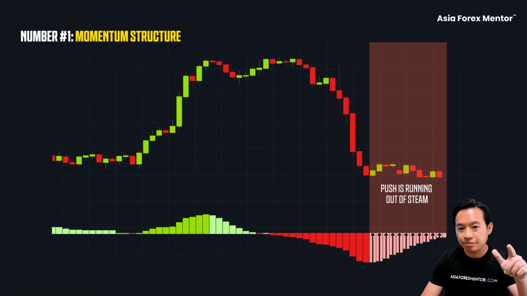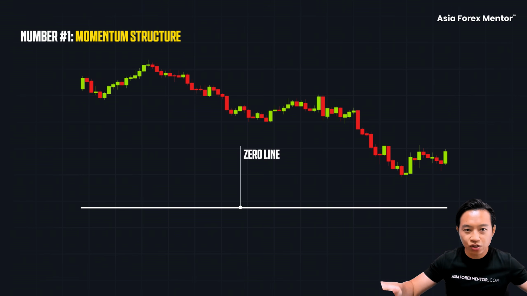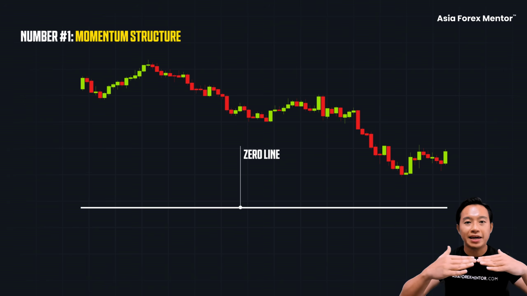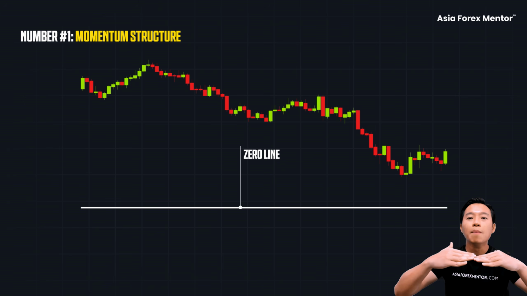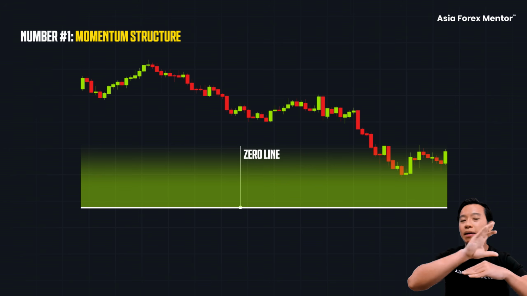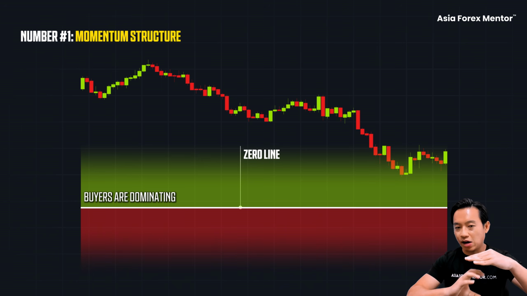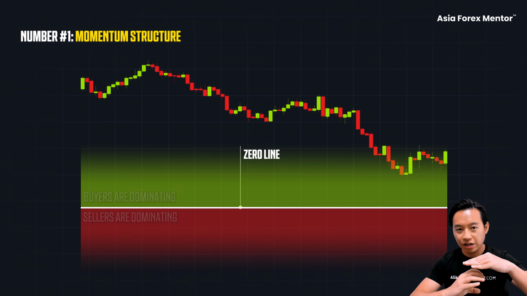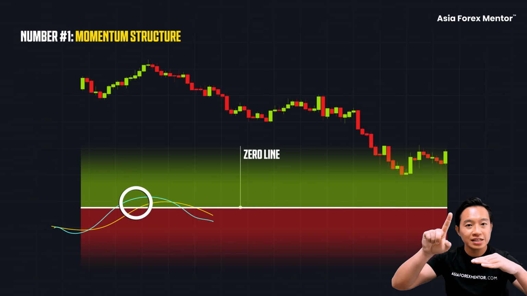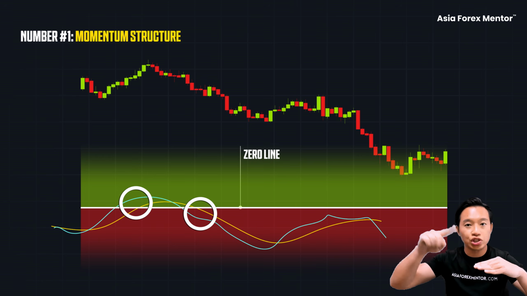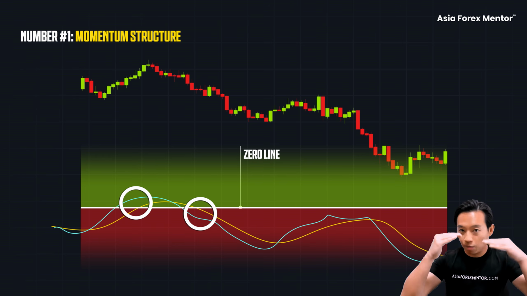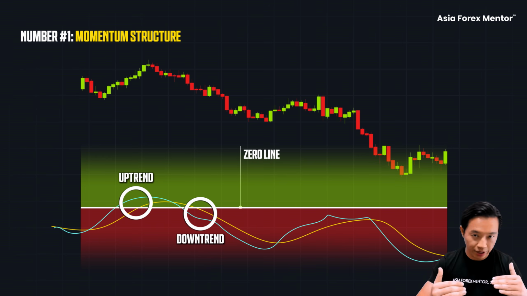Next, we've got the zero line, right? The zero line, that's the market's waterline. All right, so above the zero line, that's where the buyers dominate the market. Below the zero line, that's where the sellers hold the market itself. Each crossover signals a real shift in trend and momentum, probably from an uptrend to a downtrend.